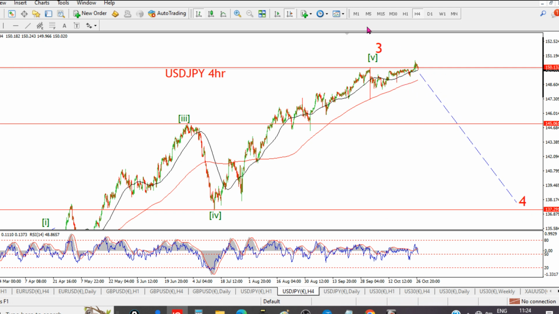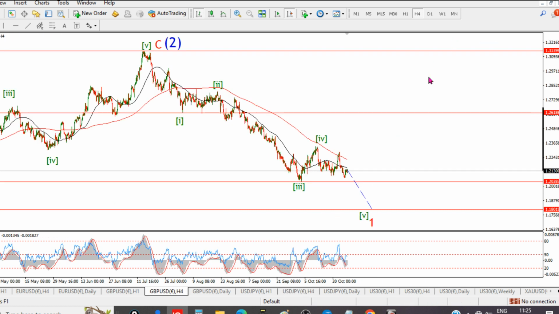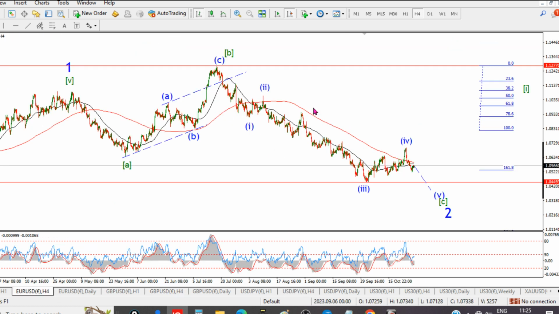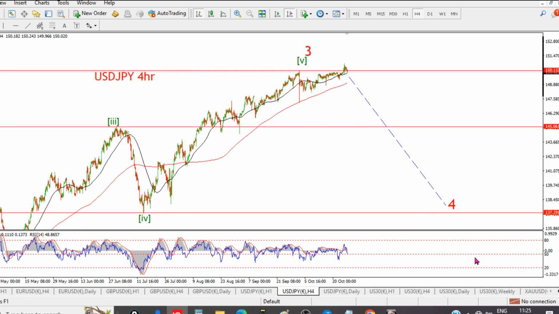Okay, here is dollar yen. Overall, looking at a 3rd wave top turning down into a 4th wave. And you can see how this is the flip side of, let's say, the Atlantic crosses, where pound dollar would be looking at a 2nd wave rally, euro dollar would be looking at a 3rd wave rally, and dollar yen then will be looking at a 4th wave decline. So they eventually, I think, will move against each other and move against the dollar, basically.